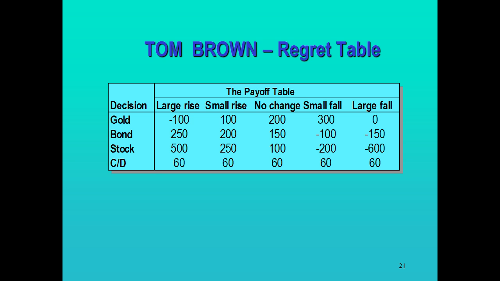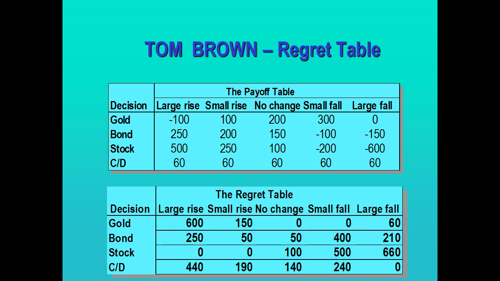Okay, the CD. Well, I went safe. I made $60. I could have made 500. How much regret do I feel? 440. The gold, I lost 100. I could have made 500. So how much regret do I feel? $600 worth of regret.